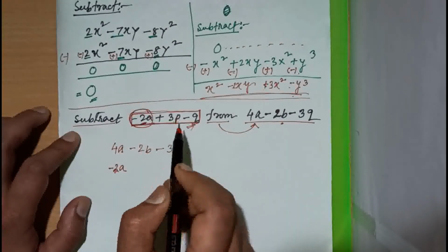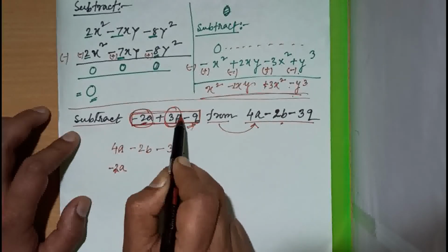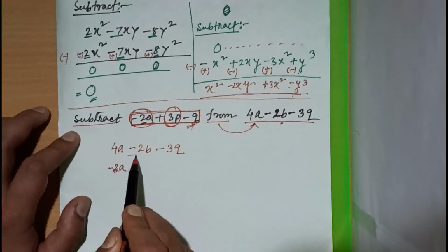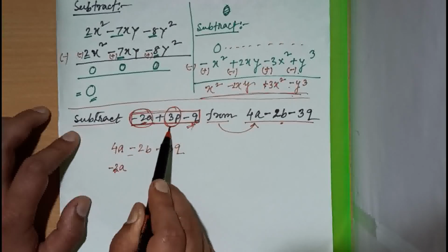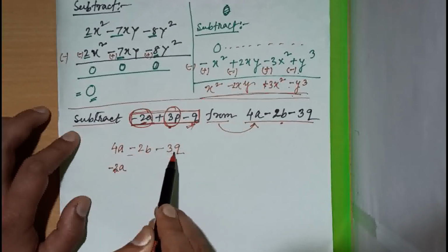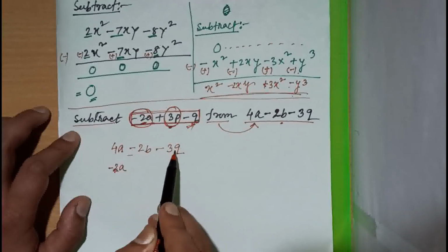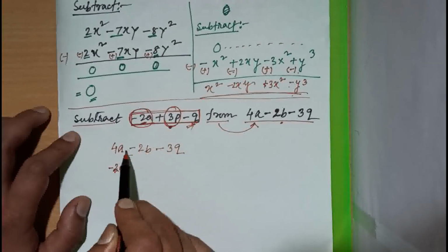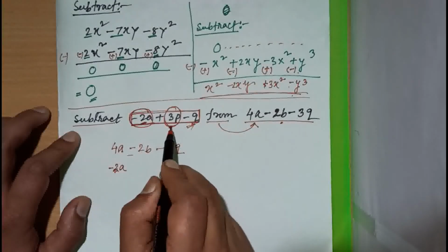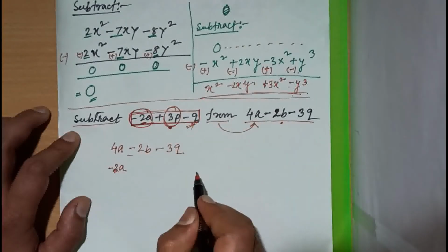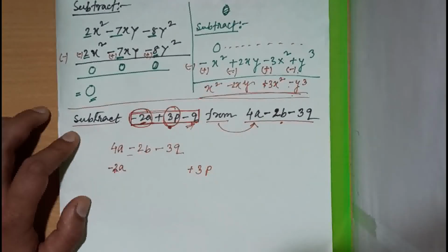Now if you see, what is this? 3p. Is there any 3p? There is no 3p. Is this 3p like any term present here? No, it is not. The like term of 3p is not available here. That means the p variable is not available here. So whenever the variable is not available, we write it here, and it is positive 3p, so I am writing the positive 3p here.